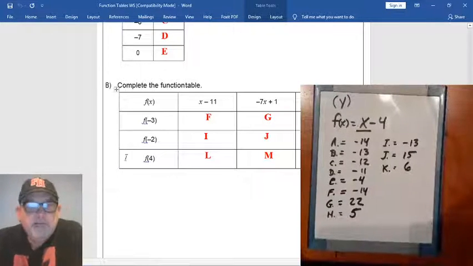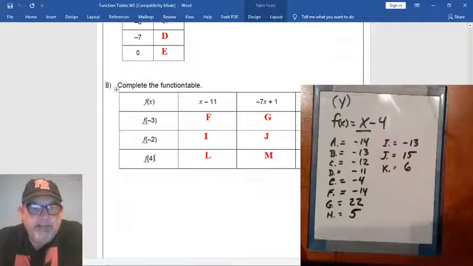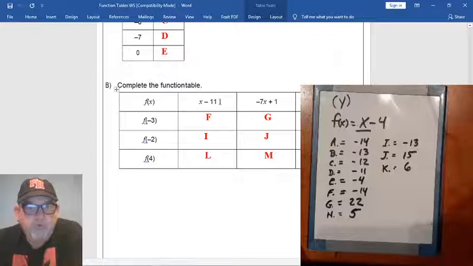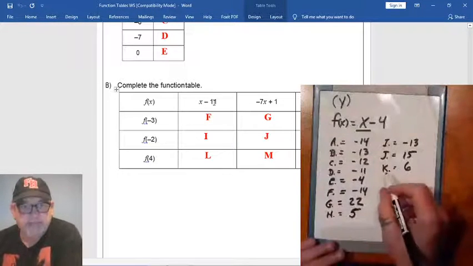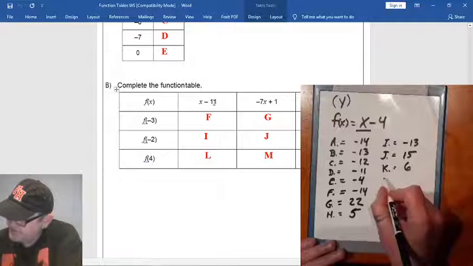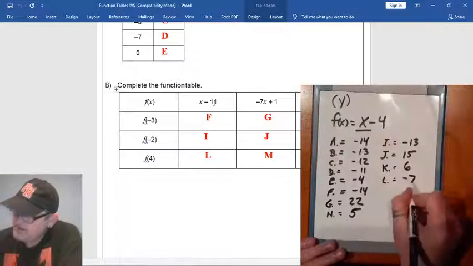All right. And now let's jump down to these last three. So now my x is positive 4. So I'm going to replace this x with positive 4. Positive 4 minus 11 is -7. So that's L, right? L, -7.